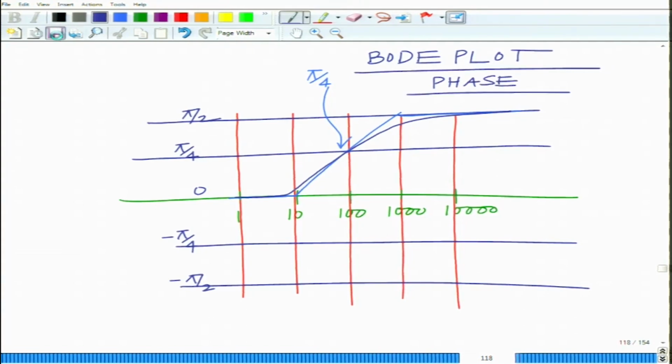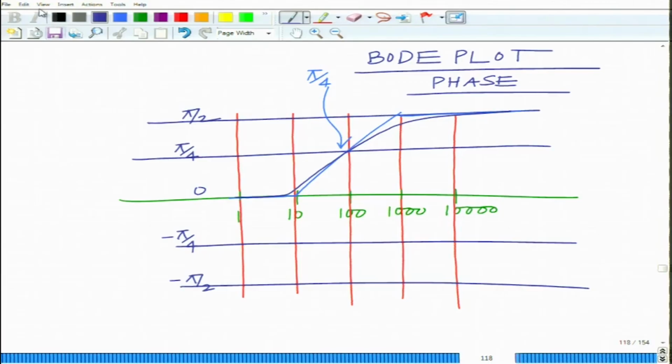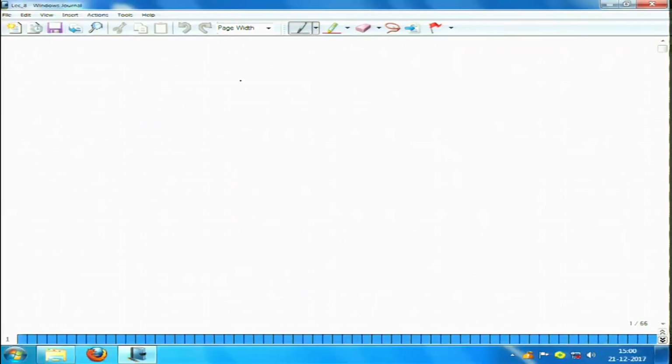This is the Bode plot for the phase. So, this is the Bode plot for a simple example, that is H(omega) equals 1 plus j omega over 100. Now, let us look at a slightly more sophisticated example for the Bode plot.